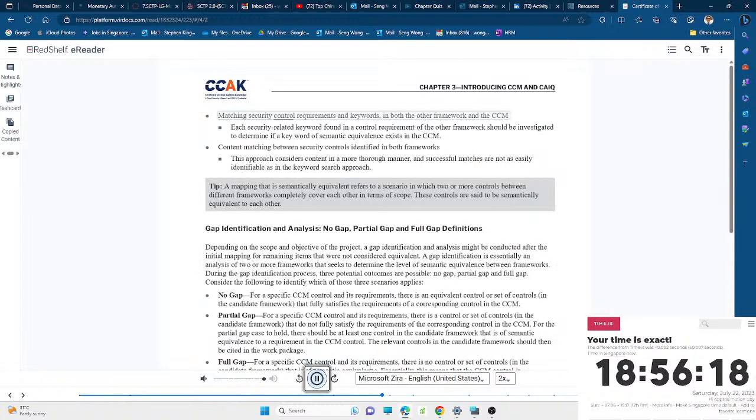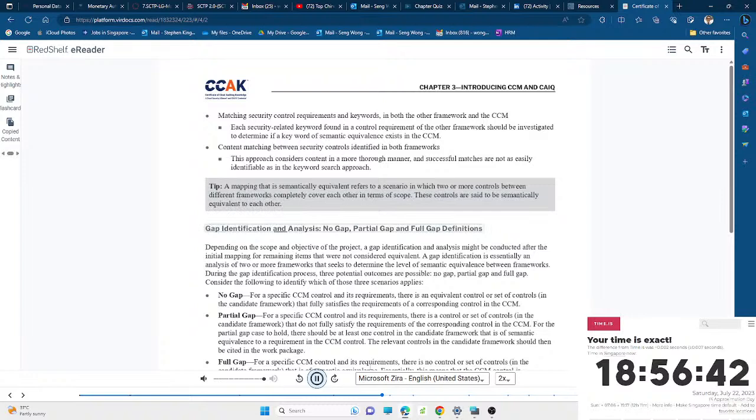Matching security control requirements and keywords. In both the other framework and the CCM, each security-related keyword found in a control requirement of the other framework should be investigated to determine if a keyword of semantic equivalence exists in the CCM. Content matching between security controls identified in both frameworks. This approach considers content in a more thorough manner, and successful matches are not as easily identifiable as in the keyword search approach. Tip: a mapping that is semantically equivalent refers to a scenario in which two or more controls between different frameworks completely cover each other in terms of scope. These controls are said to be semantically equivalent to each other.